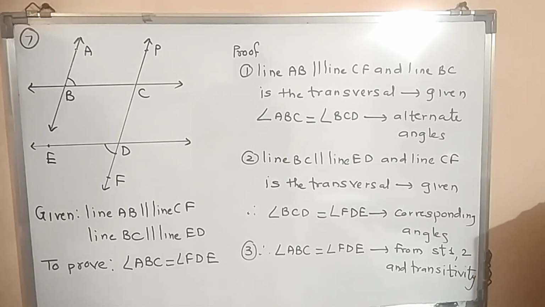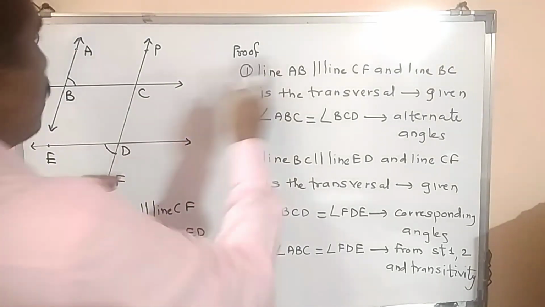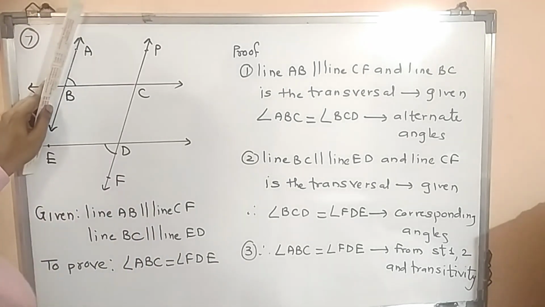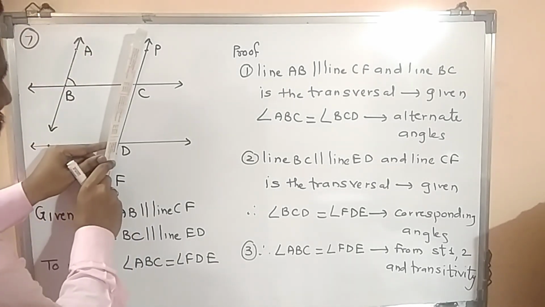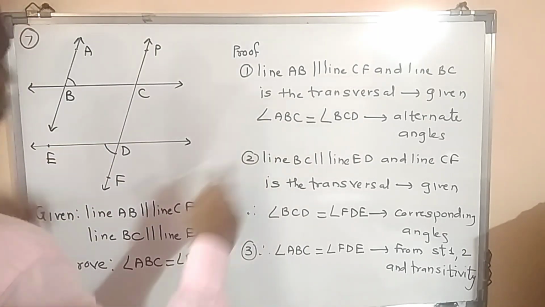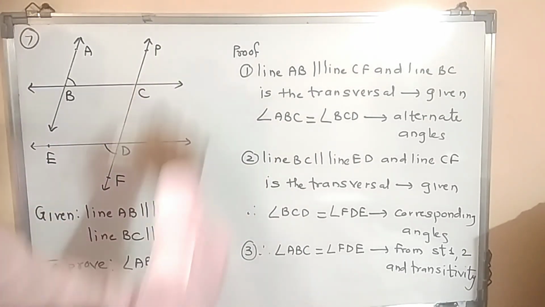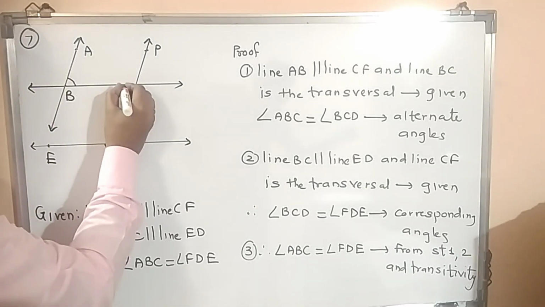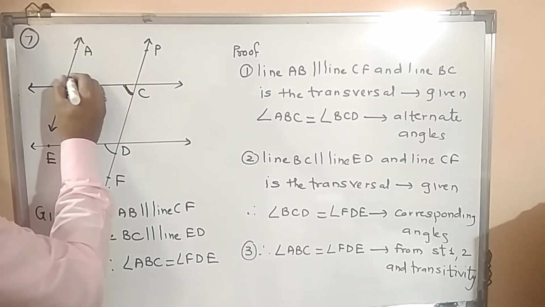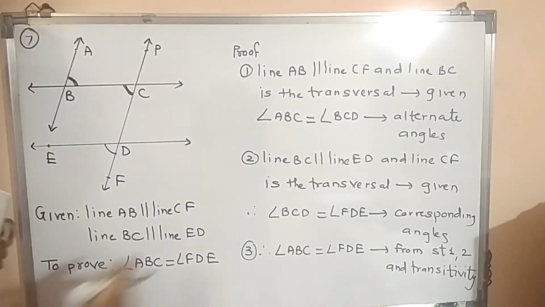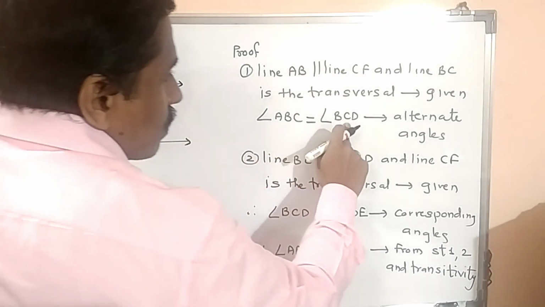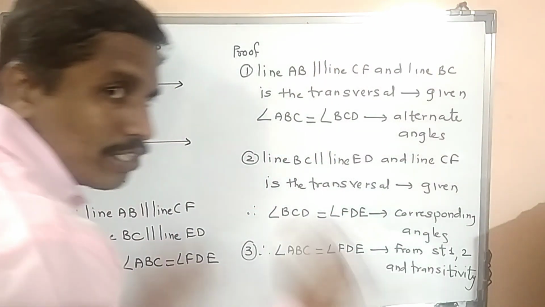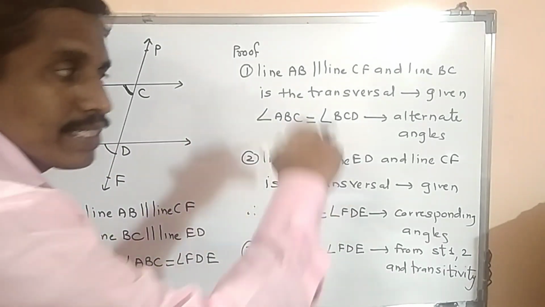Okay, see how will I prove? First, I will consider these two lines. This is line AB, this is line CF, they are parallel, and line BC is the transversal. So what will I get? This angle is congruent to this angle, as I know that they form a pair of alternate angles. Angle ABC is equal to angle BCD, alternate angles. Lines are parallel, alternate angles are congruent. This is called the alternate angles theorem.